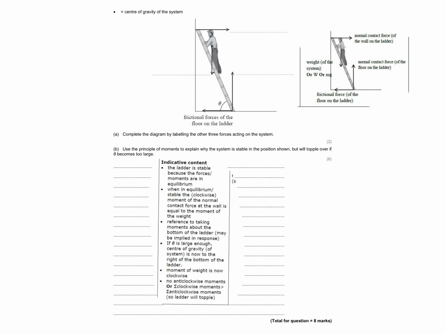However, the next one, when in equilibrium or stable, the clockwise moment of the normal contact force, so that's this one, is equal to the moment of the weight, which of course is that one, pushing down in that direction, and that's assuming that the pivot is just there. And of course, if the pivot is here, we could ignore that force and that force because there's no perpendicular distance from that point. The third one, again, is just what I've just said, a reference to taking moments about the bottom of the ladder, so that's that bit. So we did imply it with our previous answer.